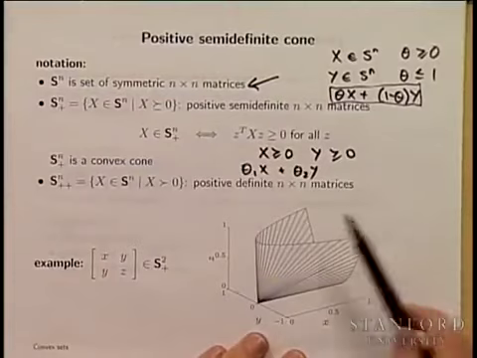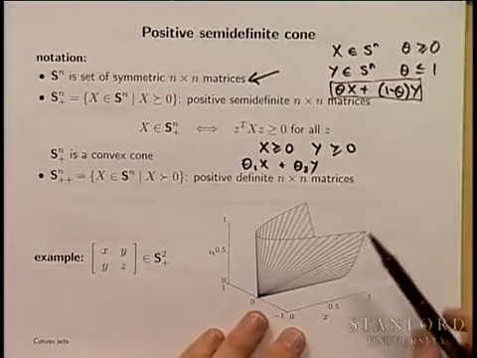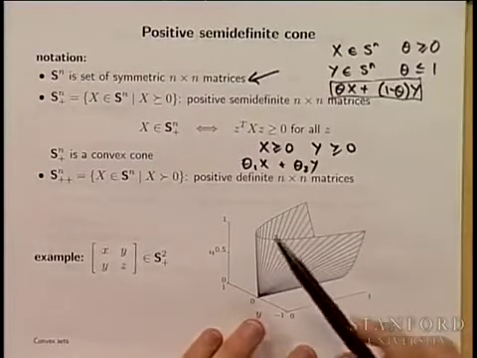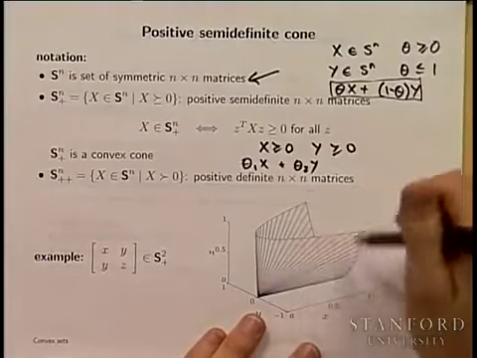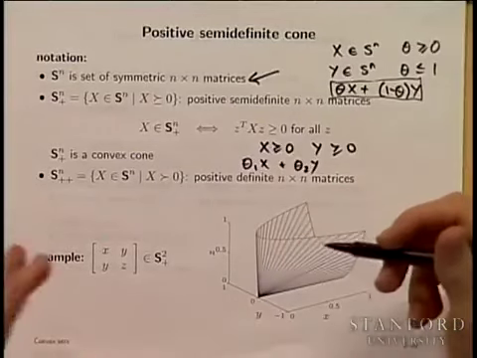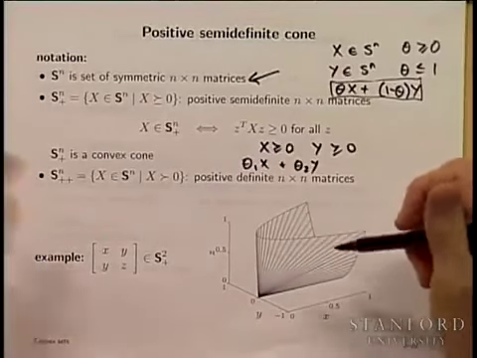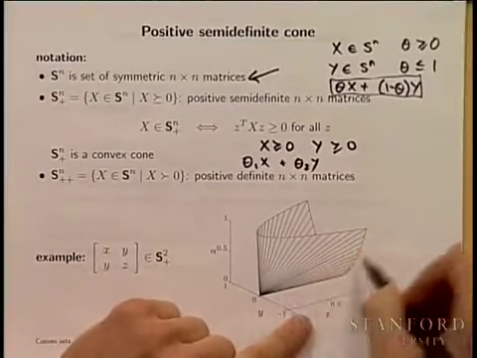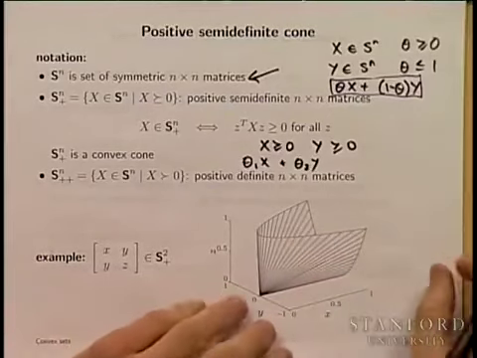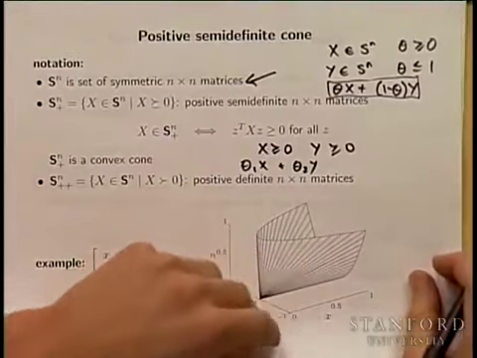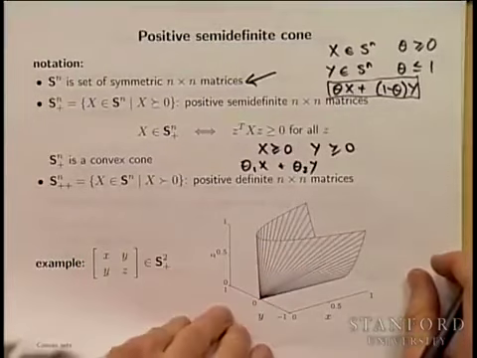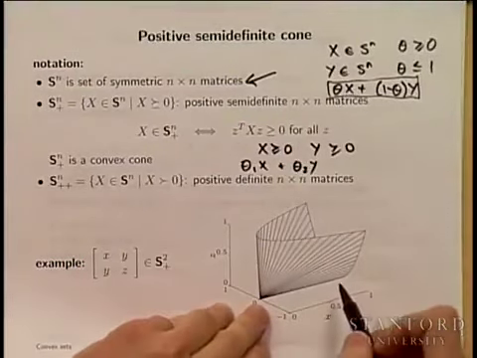Here's an example of what the cone looks like in, I guess, R2. Well, it's not R2, it's S2 plus plus. So this is a cone of positive semi-definite matrices. How did you generate something like that? Okay, so you generate something like this.